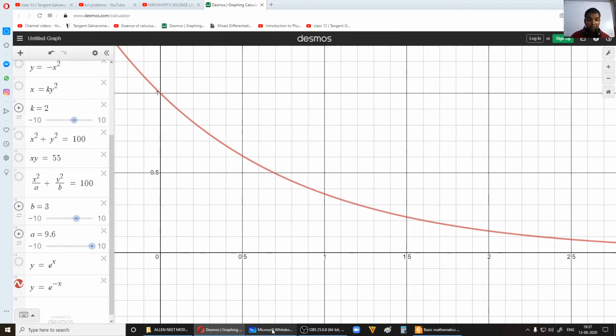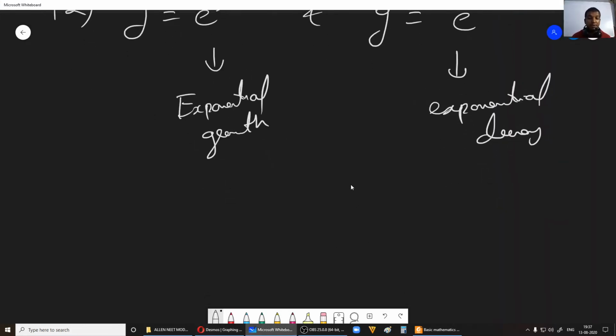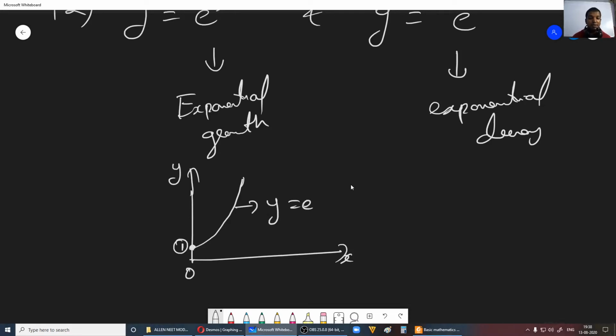Now just draw a sketch here. The exponential growth looks like this. Now e power 0 is 1, right? So I'm writing 1 on the y-axis, x and y. At x equal to 0 this starts at 1, and it goes like this. This tells you that it is y is equal to e power x.